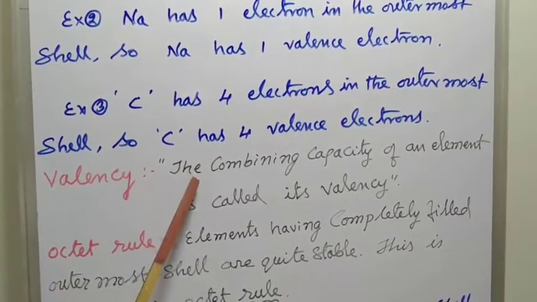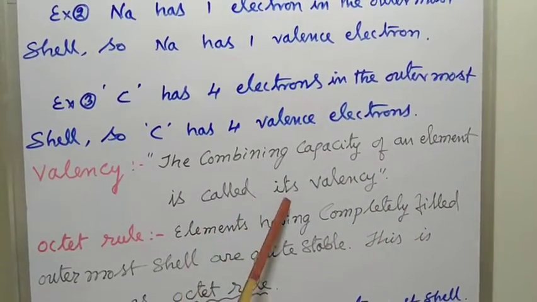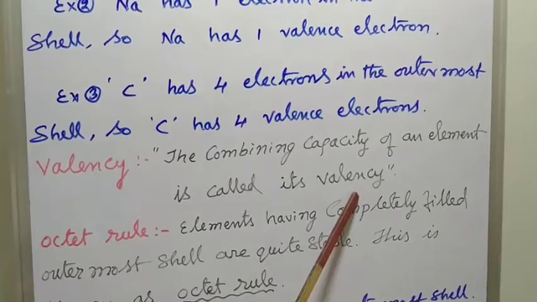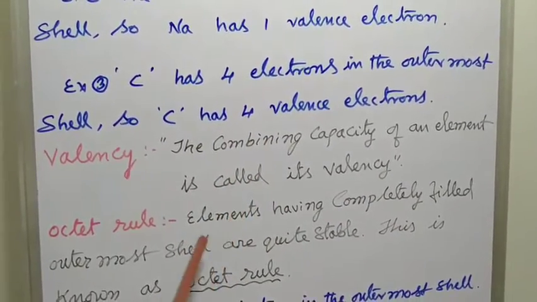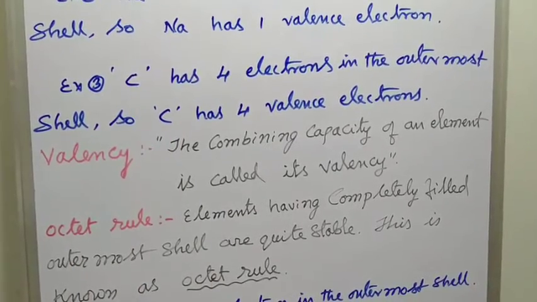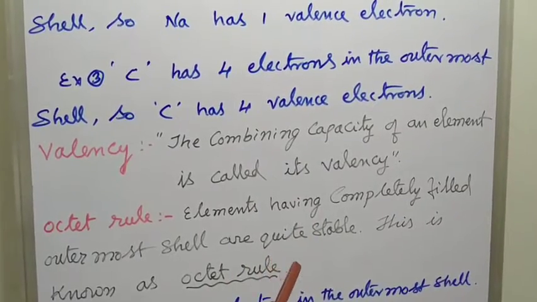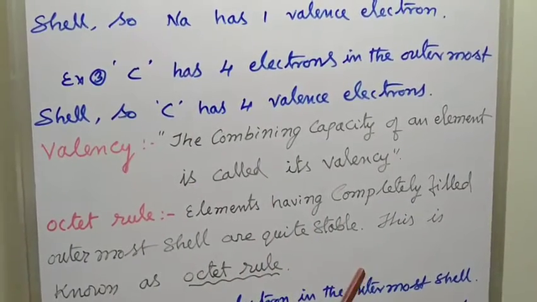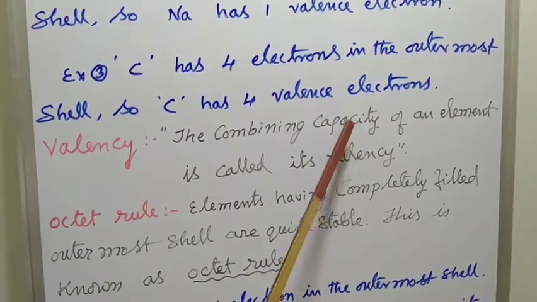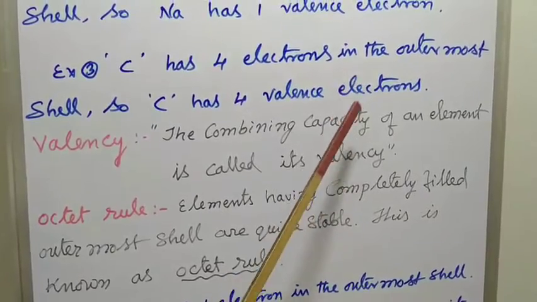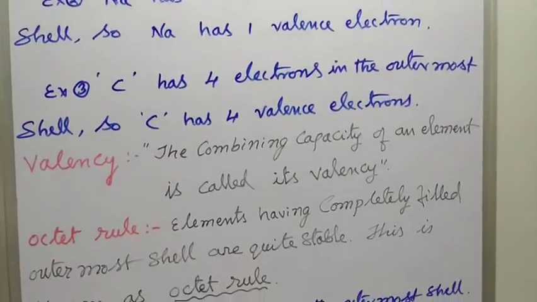Valency: the combining capacity of an element is called its valency. Combining capacity means one atom of one element reacts with atoms of other elements in definite proportions, by giving electrons or by taking electrons. That is combining capacity. That capacity depends upon the number of valence electrons. Let us learn more about it.